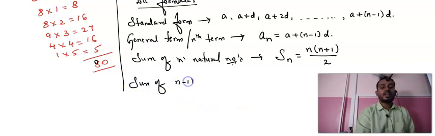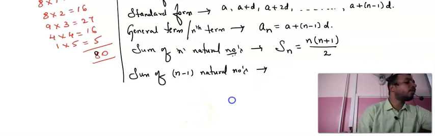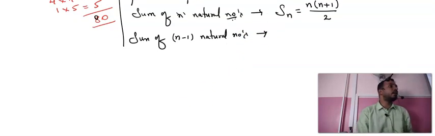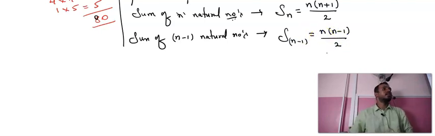Sum of n minus 1 natural numbers. What is the formula we have for the sum of n minus 1 natural numbers? That is S(n minus 1) is equal to n into (n minus 1) divided by 2.